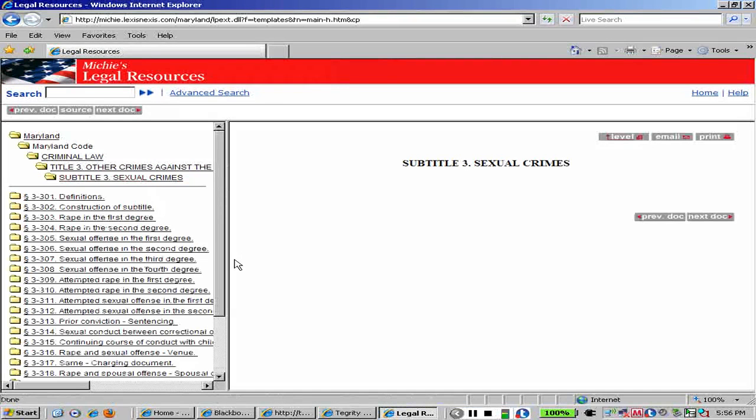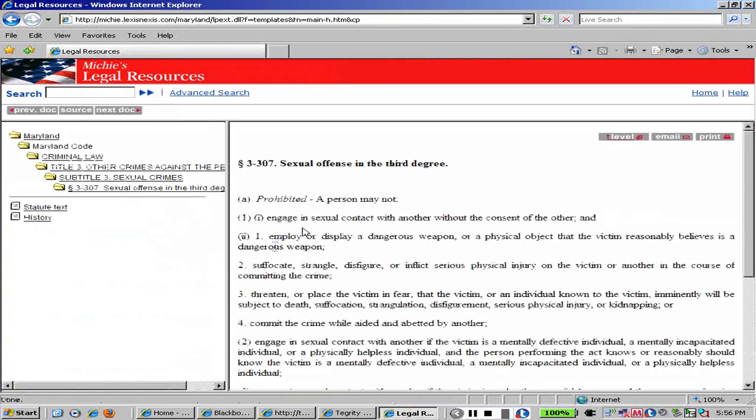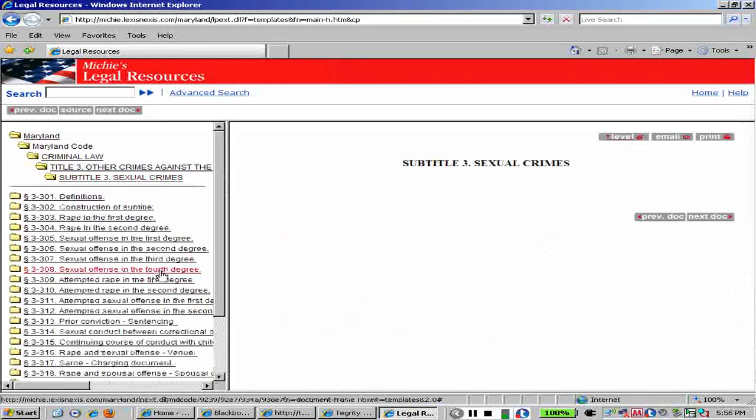Now let's look at sexual offense in the third degree. This says a person may not engage in sexual contact, which is different. And we looked at the definitions. So if you get confused, remember when it comes to sexual offenses to go back to the definition and then look at the actions of the defendant. Determine if what that defendant did constitutes a sexual act or sexual contact. And that's going to determine which of the sexual offenses apply.